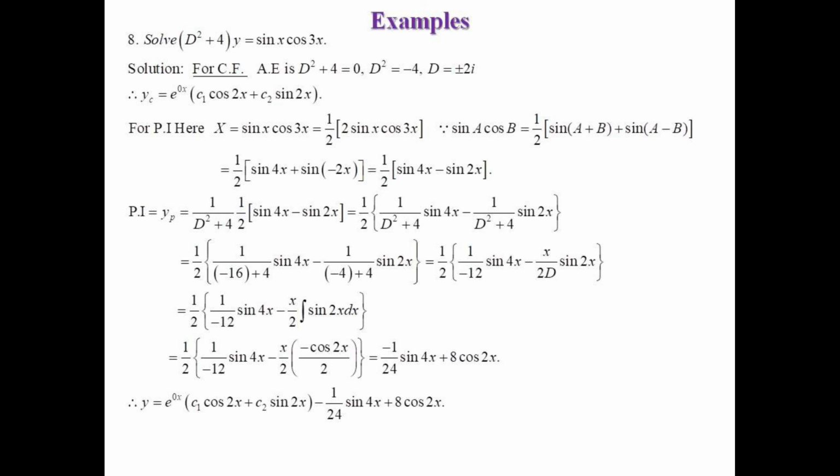The final value is the combination of complementary function and particular integral. So the complete solution is y equal to e raised to 0x (c1 cos 2x plus c2 sin 2x) minus 1 upon 24 (sin 4x plus 8 cos 2x). Here we solved a total of 8 examples based on type number 2. In the first video lecture we solved some simple examples, whereas in the second video lecture we solved the complicated examples based on type number 2.